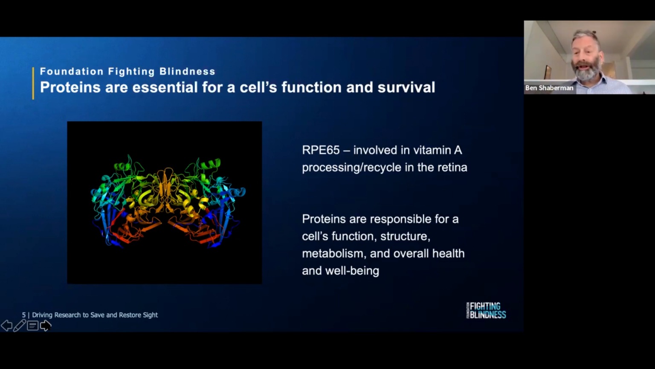RPE65 is just one gene involved in vision in the retina. It actually processes and more specifically recycles vitamin A metabolites in the retina. We need vitamin A for our retinas to be light sensitive and to give us vision, and RPE65 plays an important role in that. And again, the protein is what's really important to the health and the function of the cell.